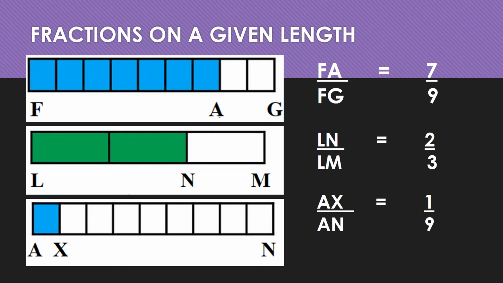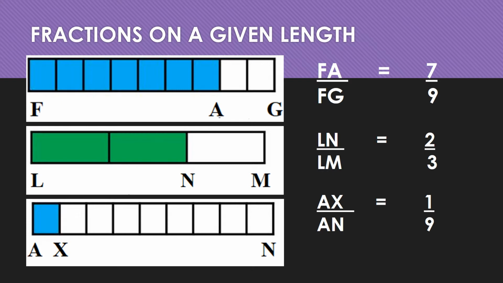Here given below is a fraction bar, or a fraction strip, that has been cut into 8 equal parts. So this represents the length of the strip. Now the shaded portions have been marked from F to A, and the whole fraction bar is represented as FG. So how do we find the fraction on a given length? We simply write the numerator as the length of the shaded portion. So here the shaded portion begins from F to A. The length of the shaded part is FA, so that goes as the numerator.